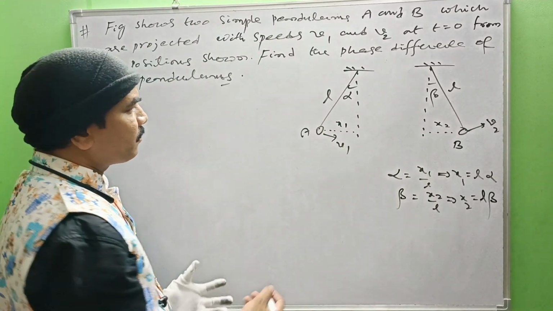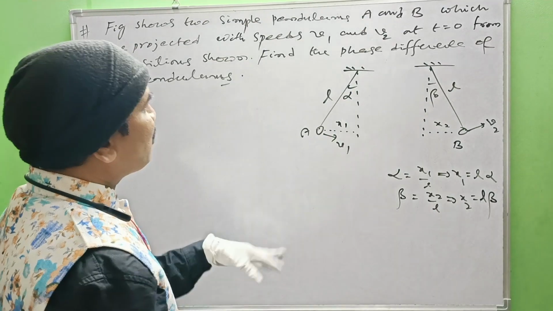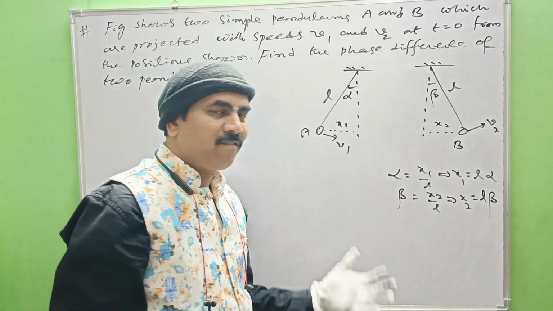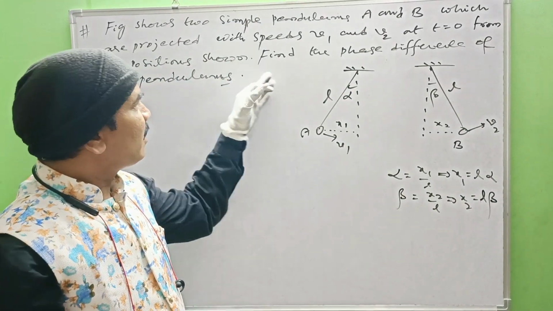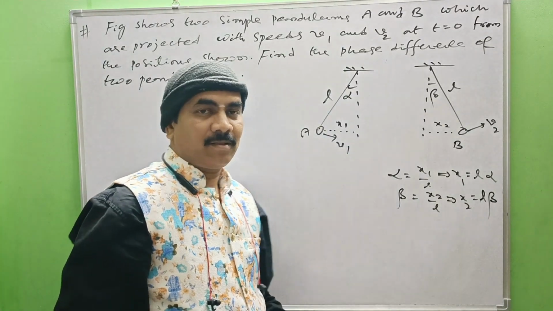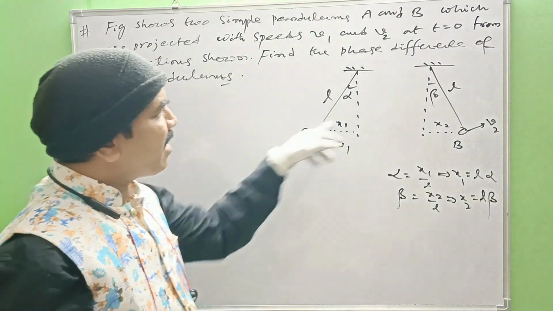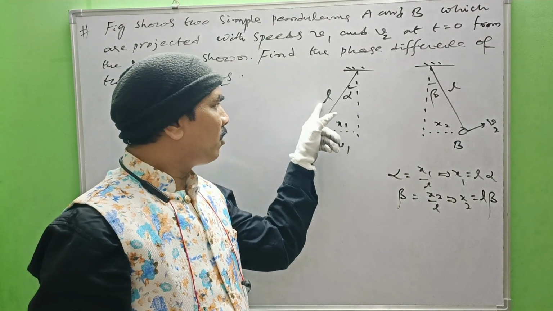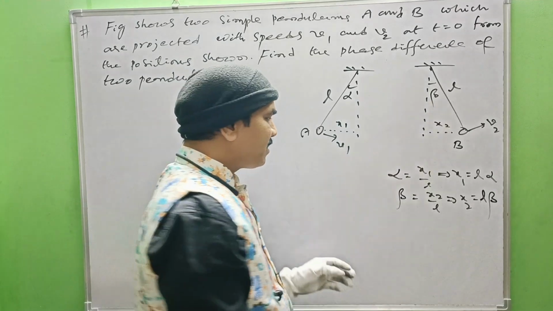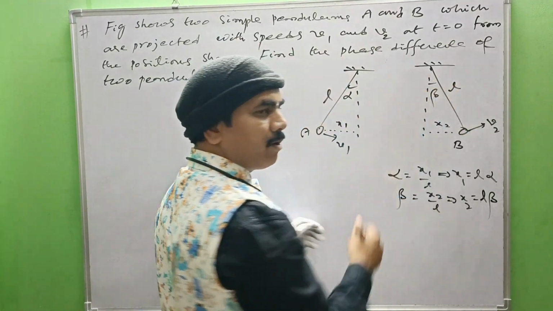Okay. Now, what is the amplitude of both pendulums here? We need to find the amplitude. If you want to get the phase difference between these two, we should get the amplitudes, right? Now what is the amplitude? Now what is the angular frequency before that? See here, both are having the same length. Length is the same, so the time period is the same.